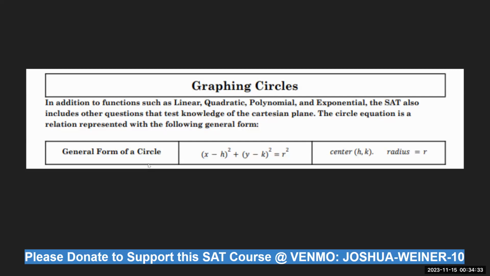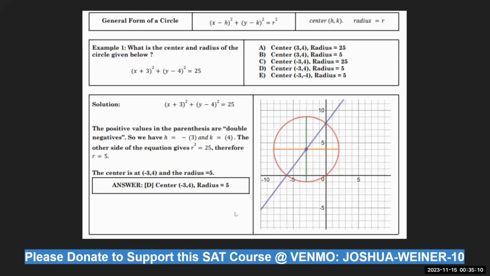Focusing on graphing circles. In addition to functions such as linear, quadratic, polynomial, and exponential, the SAT also includes other questions that test knowledge of the Cartesian plane. The circle equation is a relation represented with the following general form: (x - h)² + (y - k)² = r², with the center (h, k) and the radius r. This should look familiar. It's just like the Pythagorean theorem, a² + b² = c², but with a difference of values so we can place the center of the circle anywhere on the map that we choose.